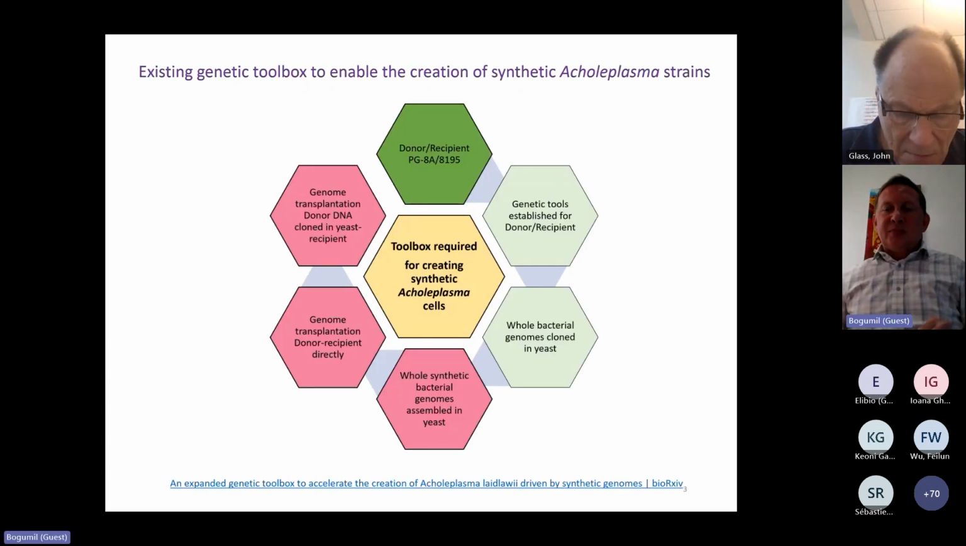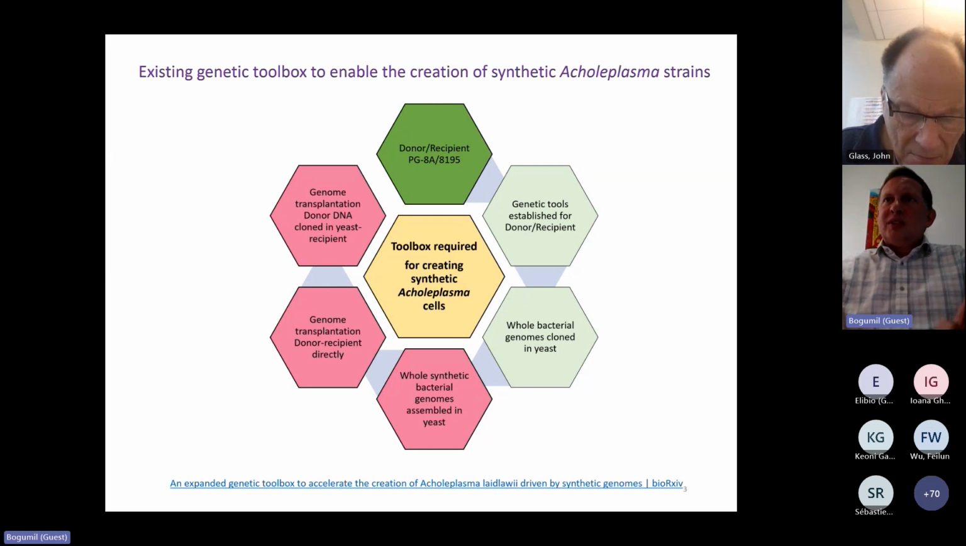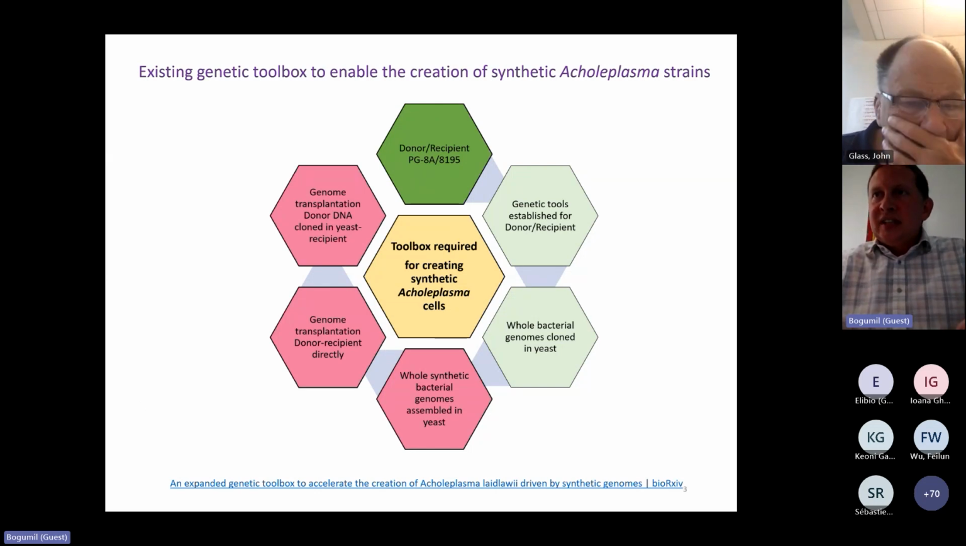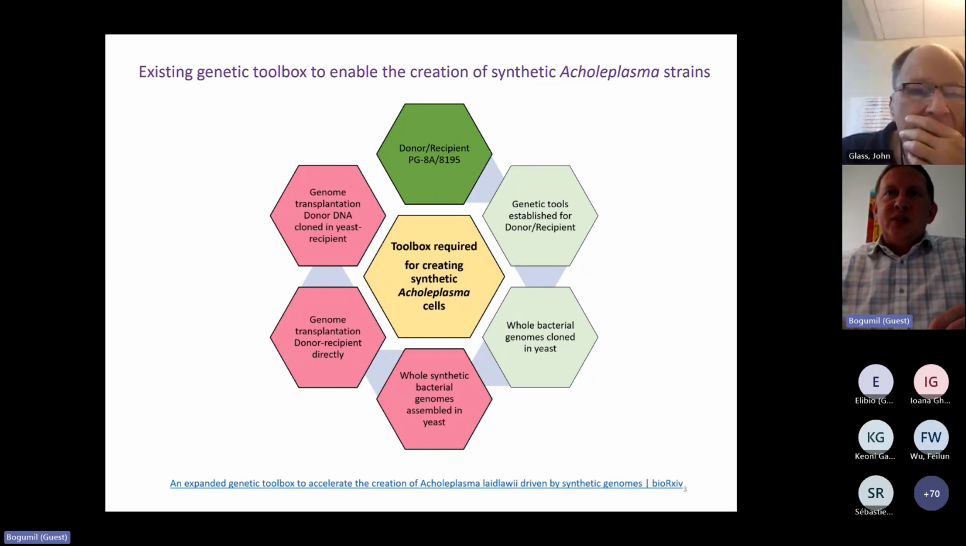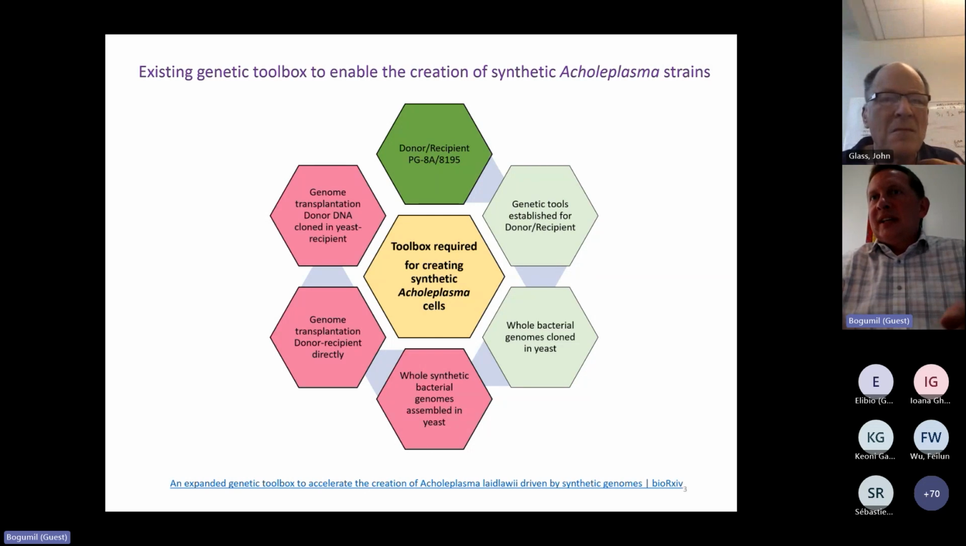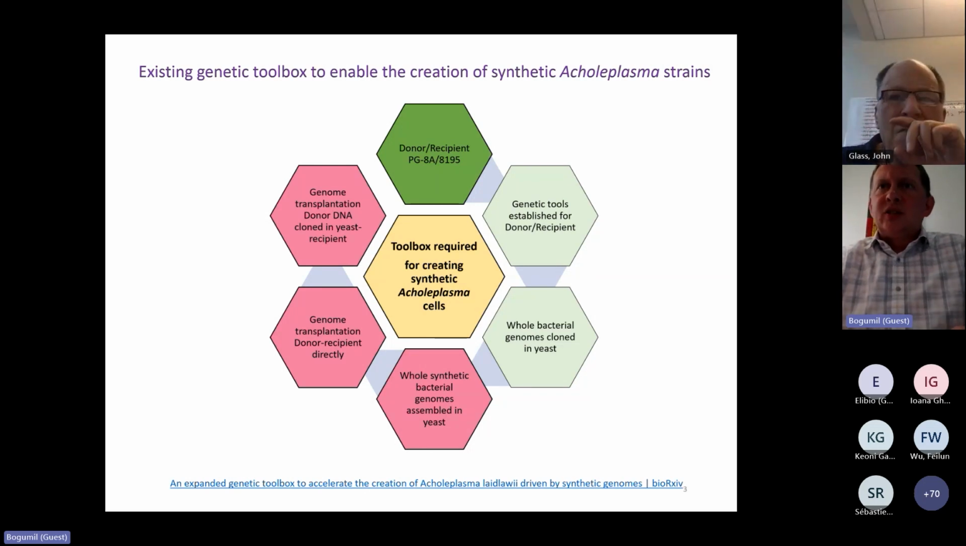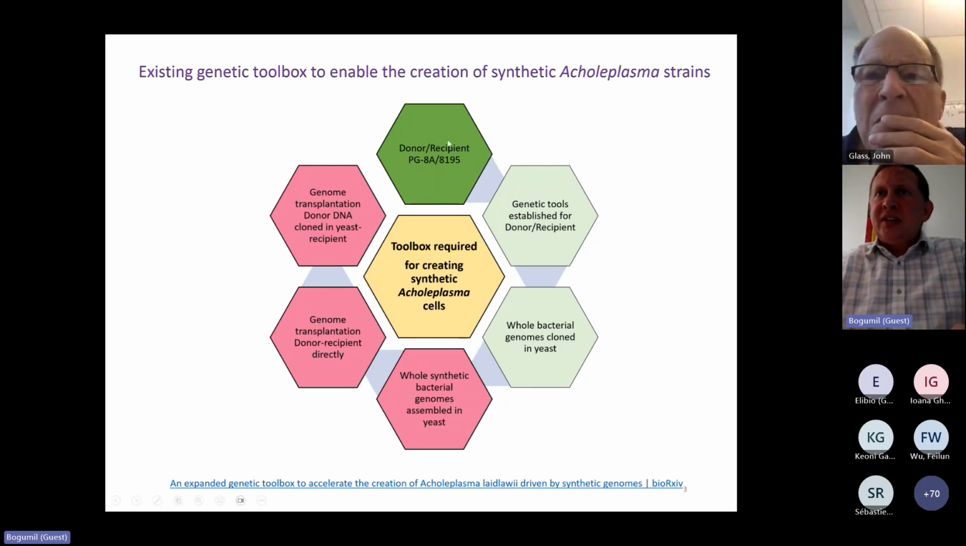So we started this project. After I left the Venter Institute, I was lucky that there was one student in my lab who was interested in doing some experiments with this species, which initially was really, really hard. Colonies would take about 2 weeks to grow on the plates, there were very few genetic methods, and everything we tried didn't work very well. So initially we identified 2 strains, including Acholeplasma laidlawii, that could potentially be used as a donor and recipient.